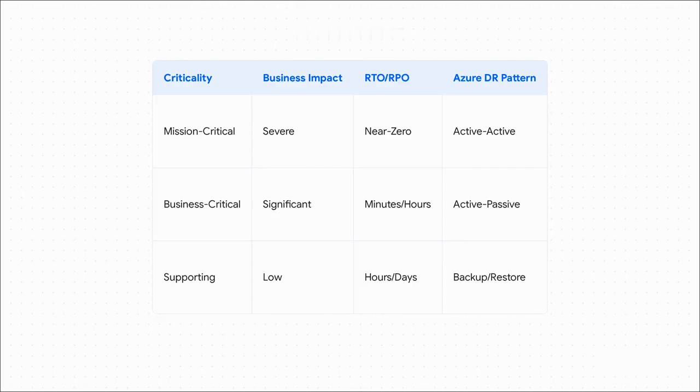Now, those requirements are really defined by two key metrics: RTO and RPO. RTO is your recovery time objective, basically how fast you need to be back online, and RPO is your recovery point objective. How much data can you actually afford to lose? So for those mission-critical workloads, your RTO and RPO are going to be near zero. And that logically points you to an active-active pattern, using something like Azure Site Recovery for a seamless, instant failover. But then, as you move down to the supporting workloads, those RTO/RPO targets stretch out to hours or maybe even days, which lets you use much more cost-effective patterns like a simple backup and restore. It all just lines up.